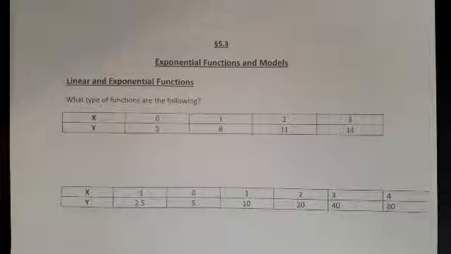So 5.3, I believe 5.1, 5.2, we were doing functions and their inverses, and then we saw if they were one-to-one. I believe that was like the last thing we did in 5.2. So 5.3 is taking a little bit of a different direction. We're going to do exponential functions and models, and so they kind of start you off here with something that hopefully you're kind of familiar with.